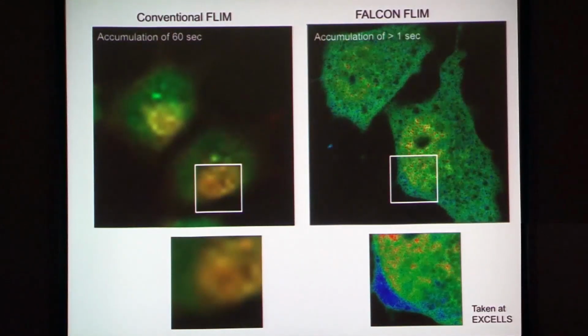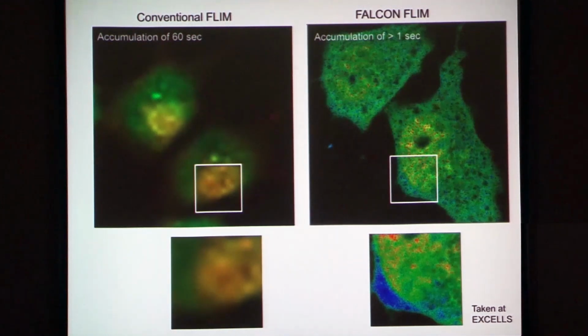This is a simple comparison of the FLIM results. This is one of the results that I showed you earlier. This is a conventional FLIM image, an accumulation of 60 seconds, like I said, of a single cell. When you look at the local area, we can still tell that the nucleus is warmer, but the resolution is really low and the temperature distribution is very blurred.